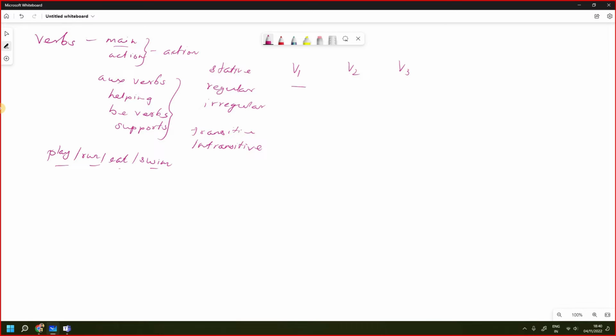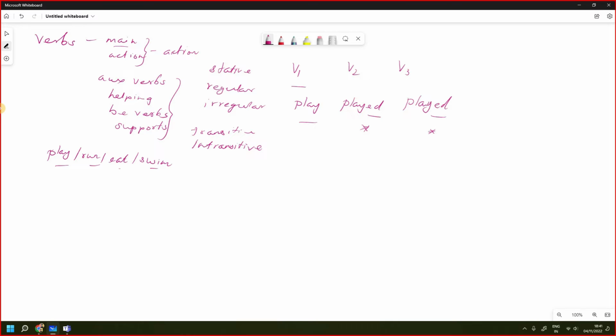When we talk about the first form of verb, I'll write play here. When I want to write the second form of verb for the same one, I have to write played. So what I do is add ed to it. And the V3 form will be again the same, played. But there is a huge difference between this one and this one, that we'll see as we proceed with the tenses. But you understand that the three forms of play are play, played, and played.